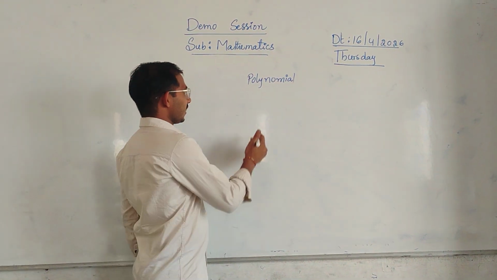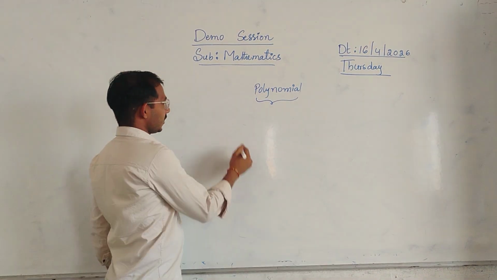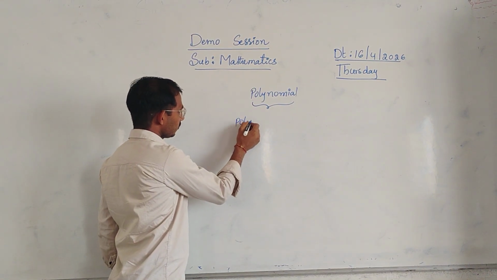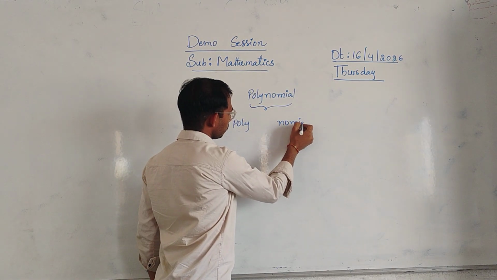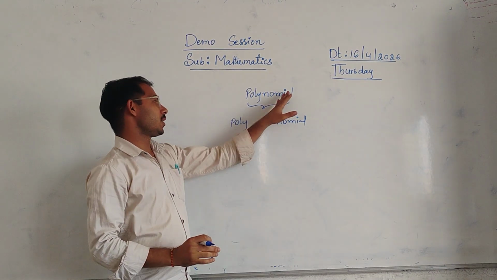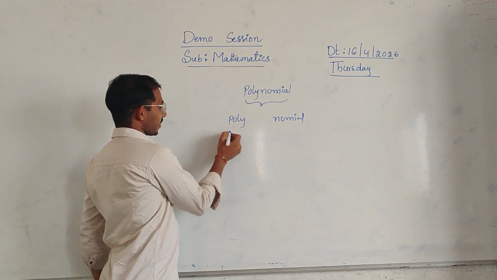Polynomial is a combination of two words: poly and nomial. Poly is a Greek word.